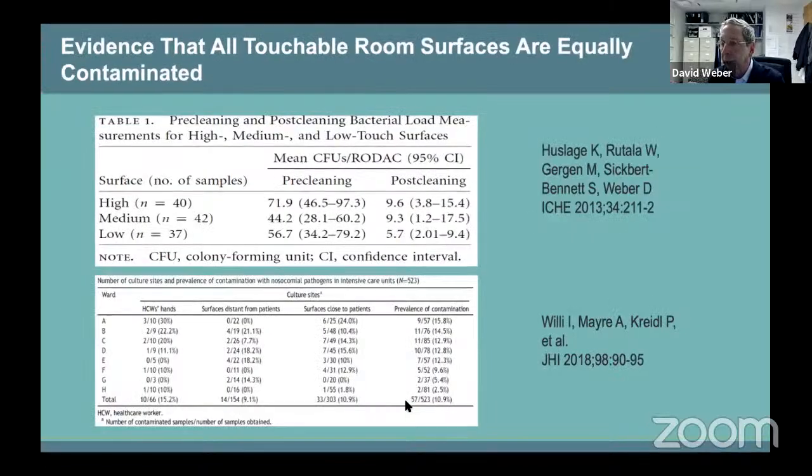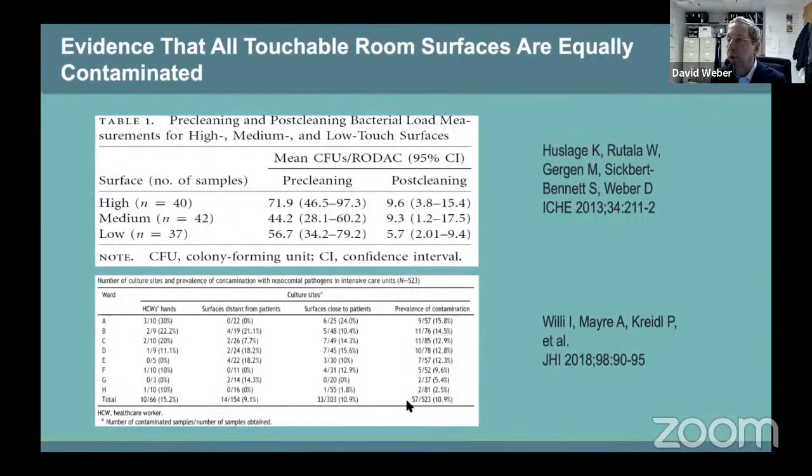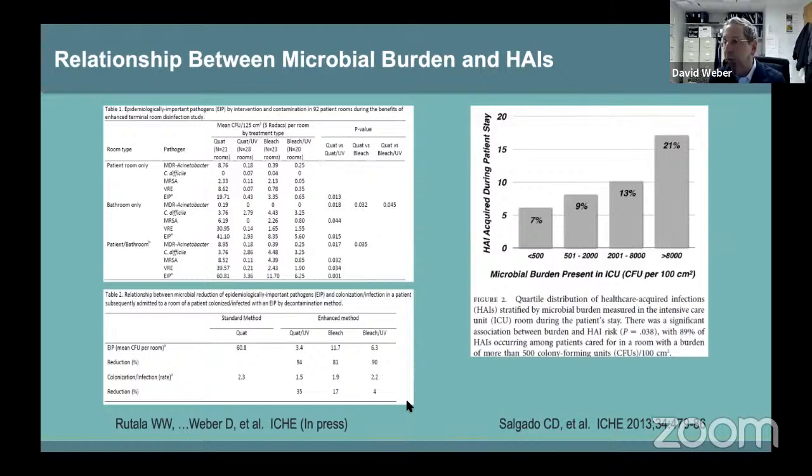But when you look at contamination here, in two studies, the first one done by our group and another study down below, you would find that the number of organisms on a high touch and a low touch surface are similar. So if you actually count organisms, the colony forming units, it doesn't matter whether it's a high or low touch surface, they're contaminated. And that's why we don't believe that we should be just disinfecting high touch surfaces. We ought to be disinfecting all the touchable surfaces.